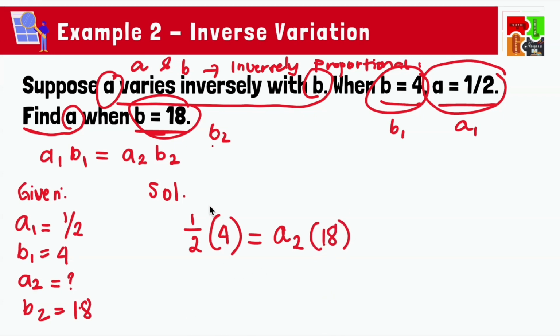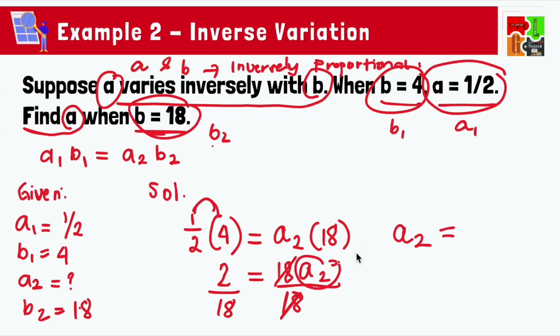Okay, so for us to do that, we have to simplify this particular whole number and fraction, get the multiplication. 4 times 1 half times 4, that is going to be 2. Okay, so paano nakuha? 1 times 4, that is 4, divided by 2, that is 2. Equals, A of 2 times 18, of course, we have 18, A of 2. Okay, for us to find the second A, we will divide both sides by 18. Okay? So we divide both sides by 18, isolating the A of 2 because that is what we want to look on. So A of 2, the remaining one would be 2 divided by 18. That is equal to 1 over 9.